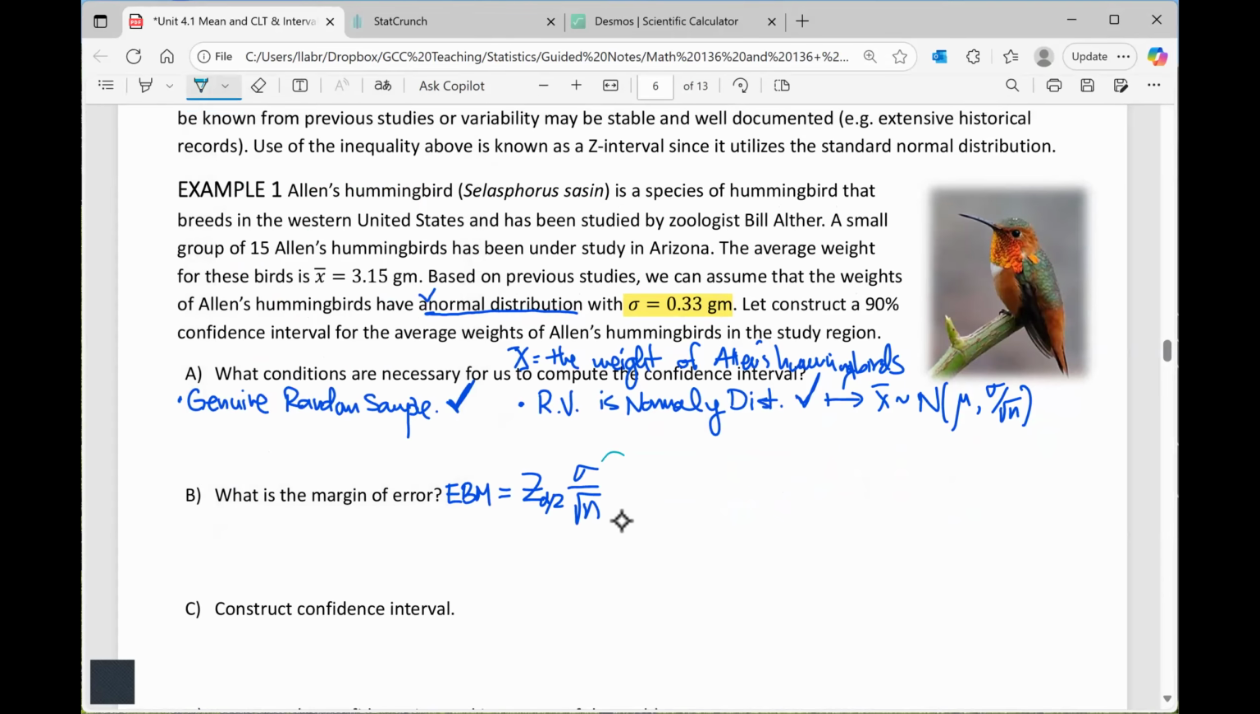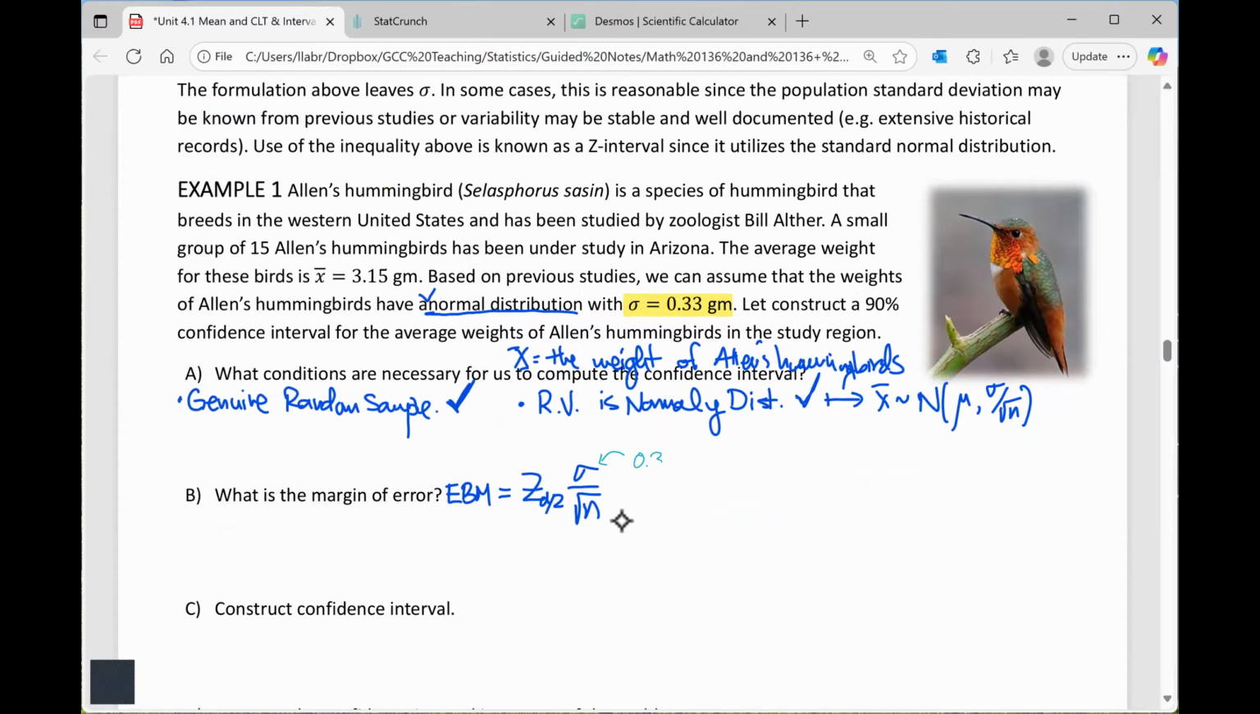Sigma is 0.33. N is my sample size. And in this case, my sample size is 15 because we only have 15 hummingbirds that we're looking at. So if I were to take samples of 15, I know from the previous section that I can determine the variability in the sample means. All right, the last thing that we need is this value right here, z sub alpha over 2. Notice that the problem does say 90% confidence.